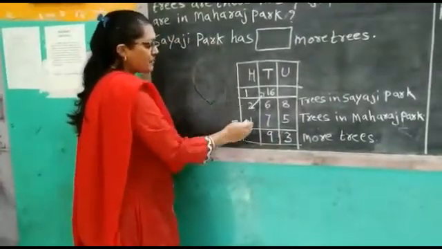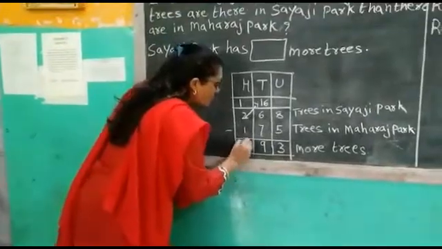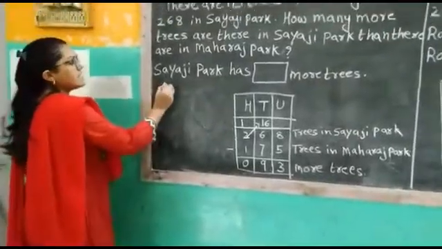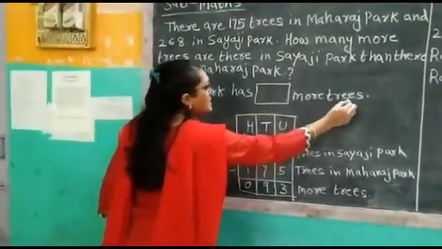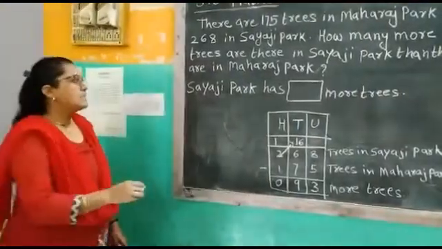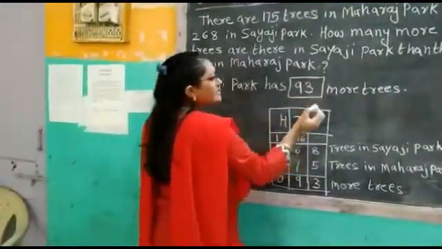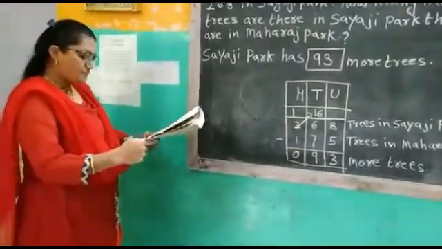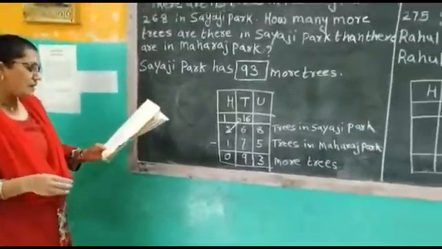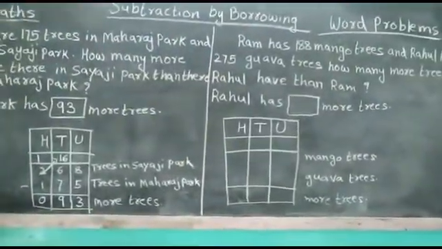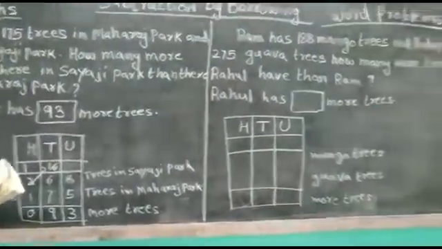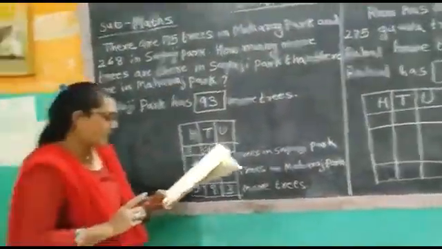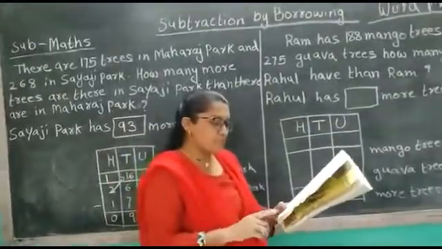Now 1 minus 1 is equal to 0. So your answer is 93. Now what they have asked? Sayaji Park has dash more trees. Now how many trees are more? There are 93 trees more in Sayaji Park. Now see the next example, children. Now see, look in your textbook. The last exercise, using the given information, make word problems of your own and solve them. Now I am explaining you the second word problem from this exercise.